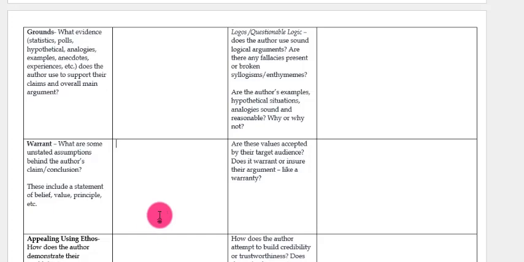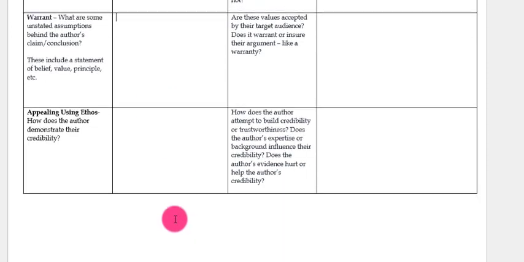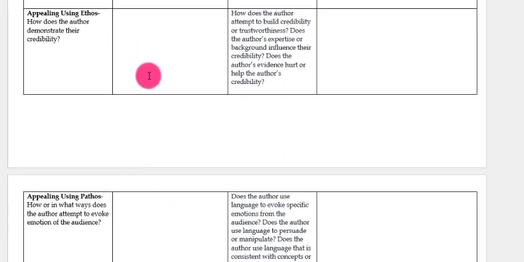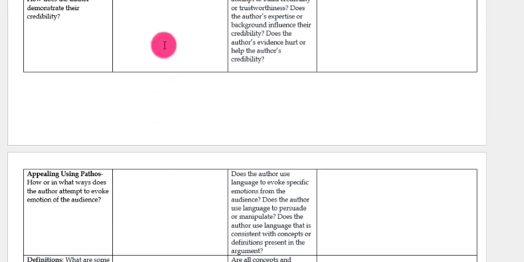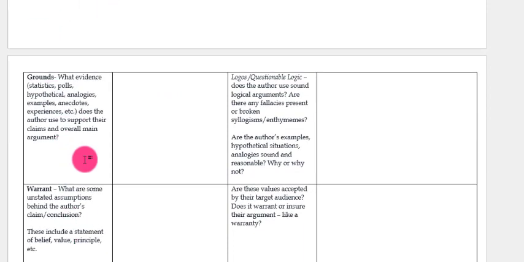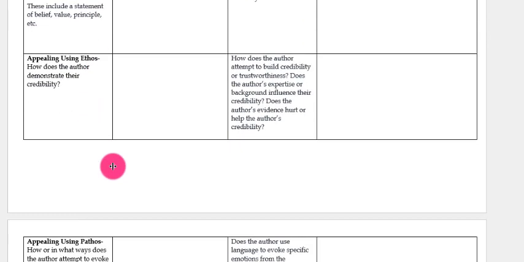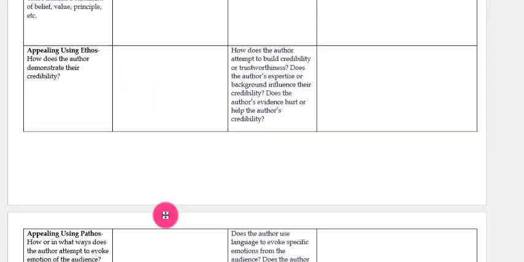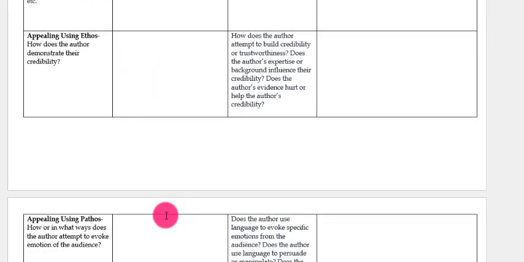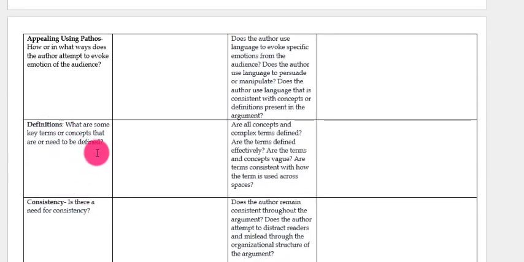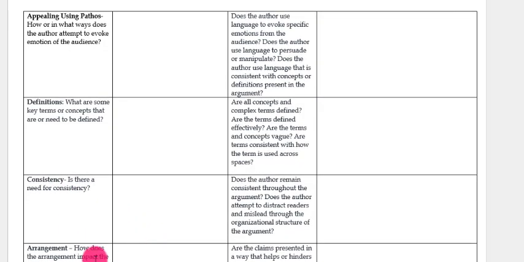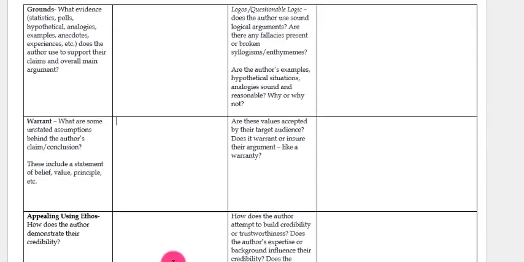Okay. Next is the appeals. We talk about ethos, pathos, and logos. So here you'll identify how they attempt to appeal using these. Logos, logic, is already built into this stuff up here. So pathos is emotional appeals. Remember, that can be done through language, examples, storytelling, things like that, and so forth. So definitions, any key terms that you feel are important to define for the argument. Consistency, is there a need for consistency, or is it chaotic? And arrangement. So you'll just fill out as much as you can.